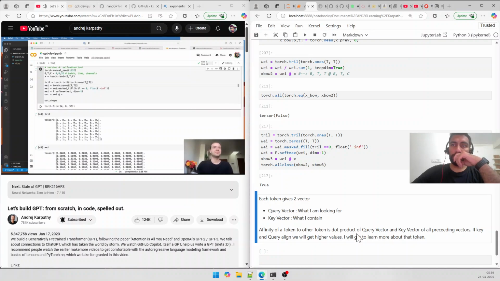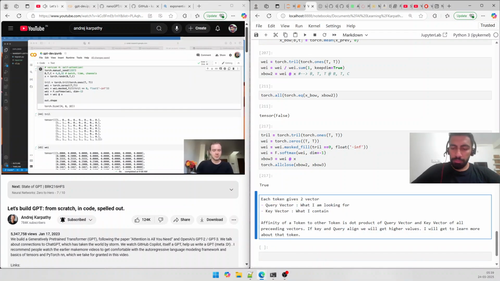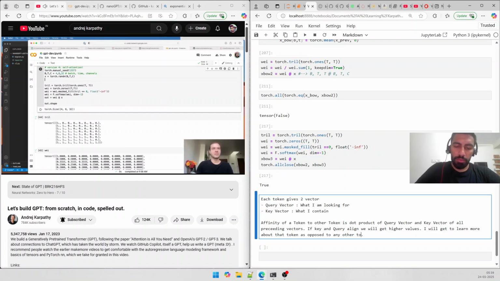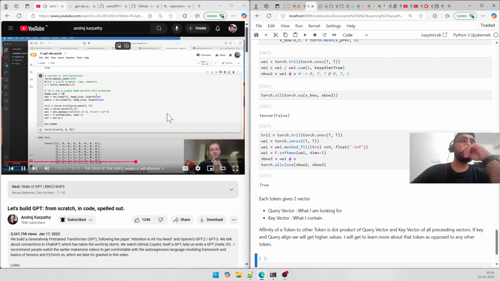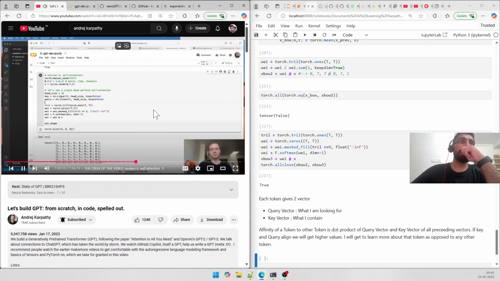So let's implement this now. We're going to implement a single, what's called head of self-attention. So this is just one head. There's a hyperparameter involved with these heads, which is the head size. And then here I'm initializing linear modules, and I'm using bias equals false, so these are just going to apply a matrix multiply with some fixed weights.